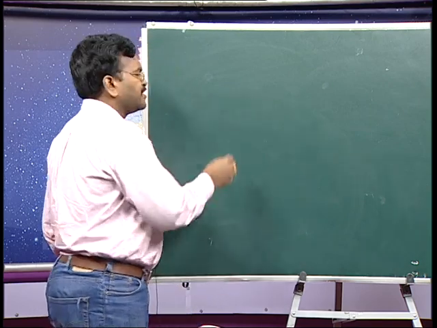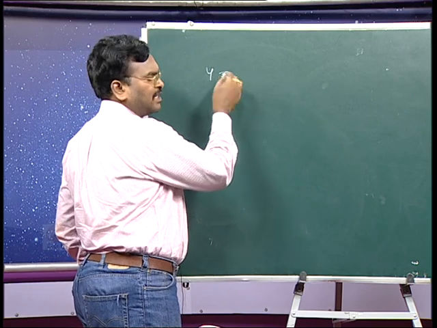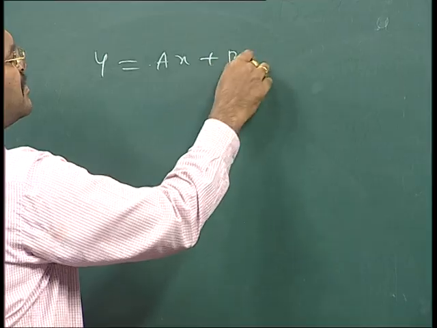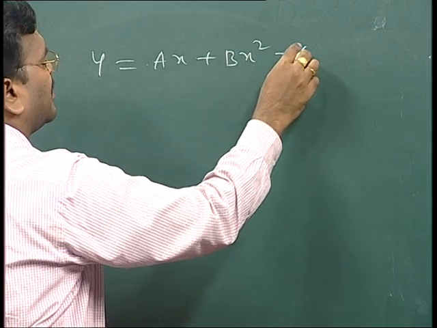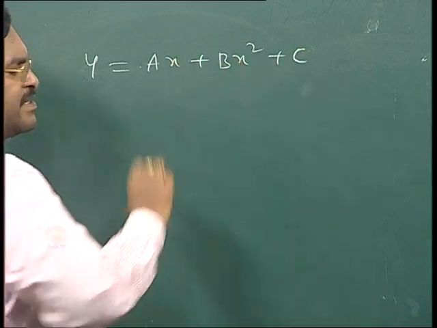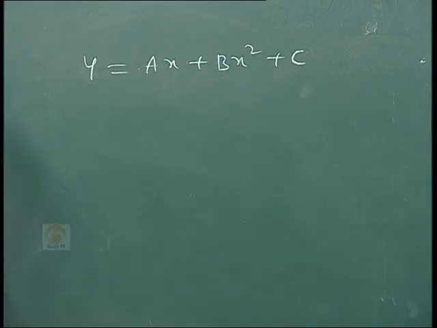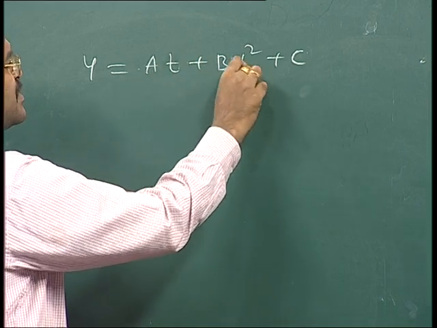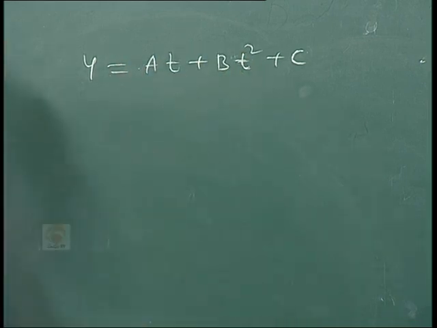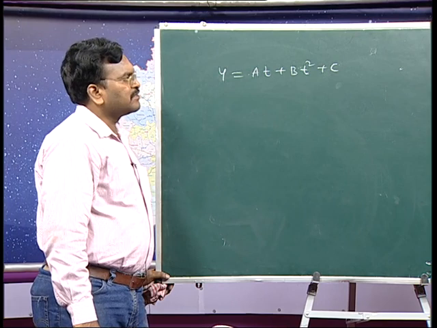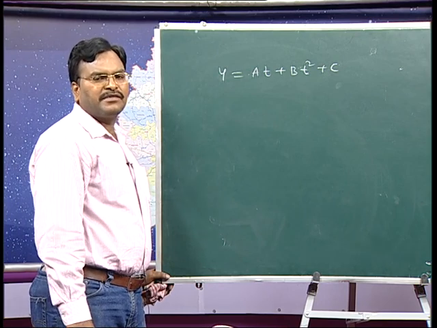Displacement of a particle related with the distance, like this they are giving ax plus bx square plus c, ax square plus bx plus c. Find the dimensions of a, b, c. Like that we have a question. We take at plus bt square plus c. Suppose here displacement of a particle related with the time, what is that? Y is equal to at plus bt square plus c. Find the dimensions of a, b, c.